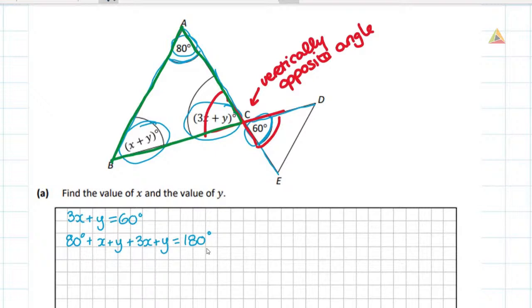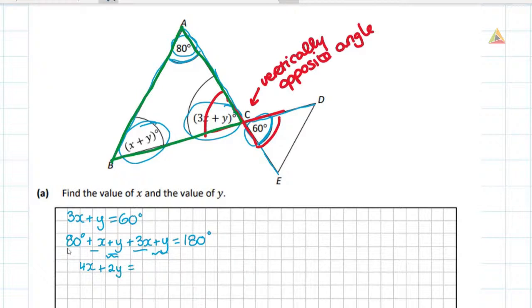And now I have a second equation with the same unknowns x and y, so I can now solve these using simultaneous equations. Now I'm going to tidy up this second equation here before I start. So I'm going to put my x's together and put my y's together and then put my numbers together. So I can see that I have plus x plus 3x, so that gives me 4x. And I have plus y, so I have plus 2y.